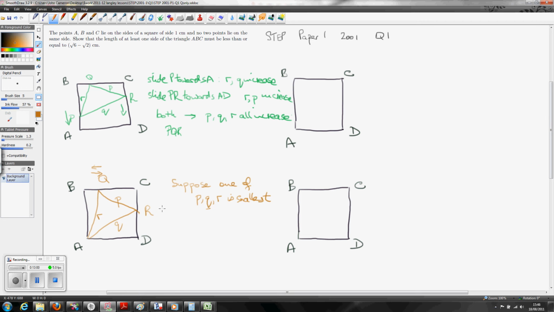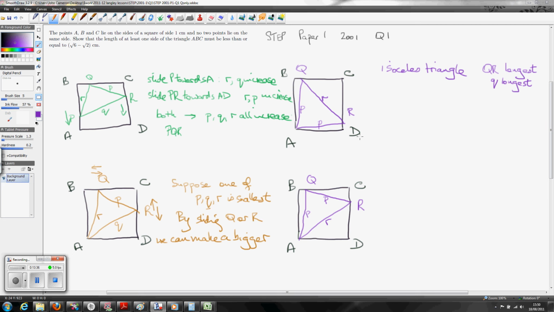Similarly, if it's q which is the smallest, we can move R down the way, in which case q will get a little bit smaller, and we can move it up the way, then q will get a little bit bigger. So by sliding Q or R, we can make a bigger triangle. And that will again contradict the fact that this was the best triangle to start with.